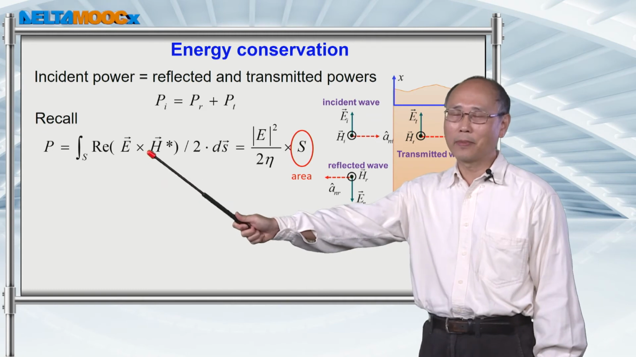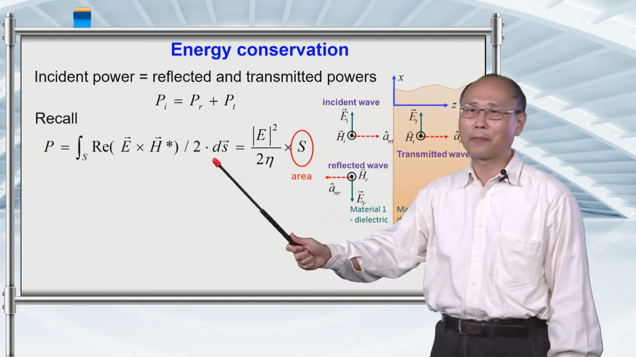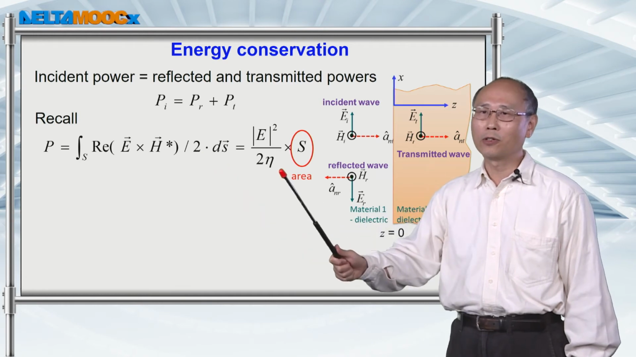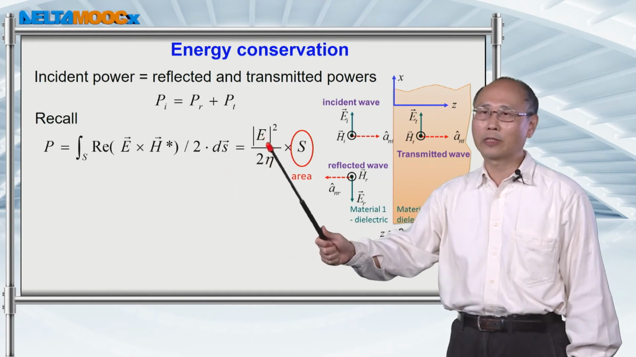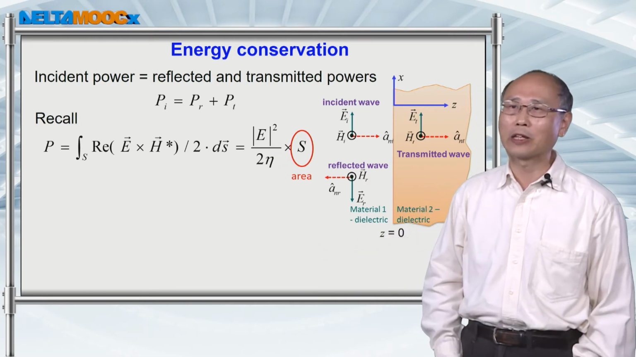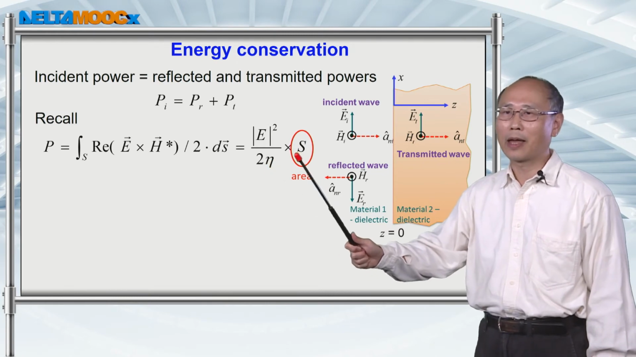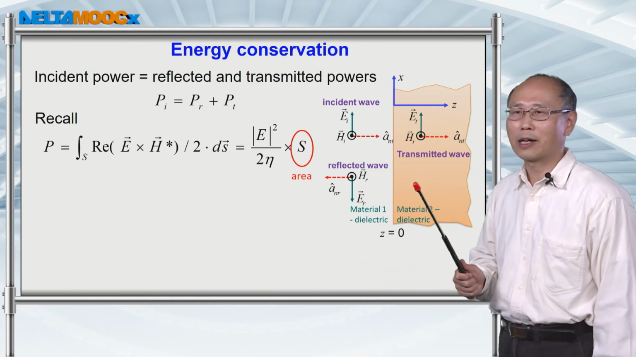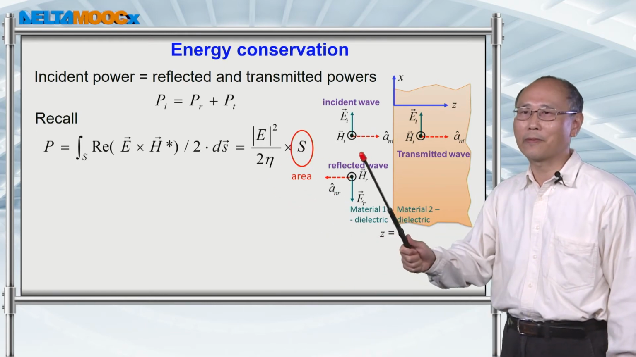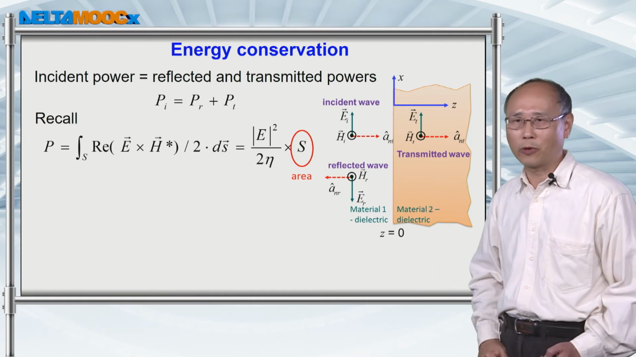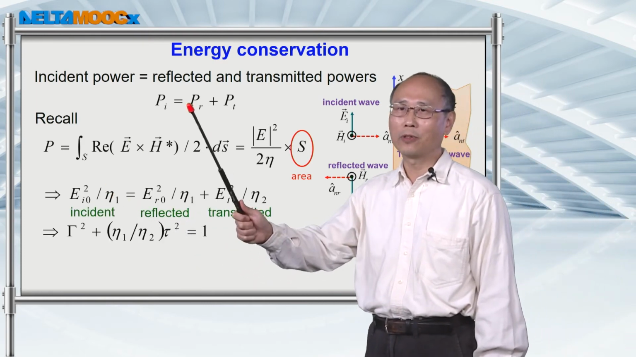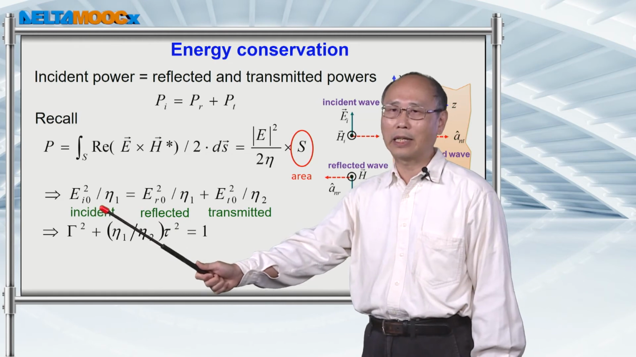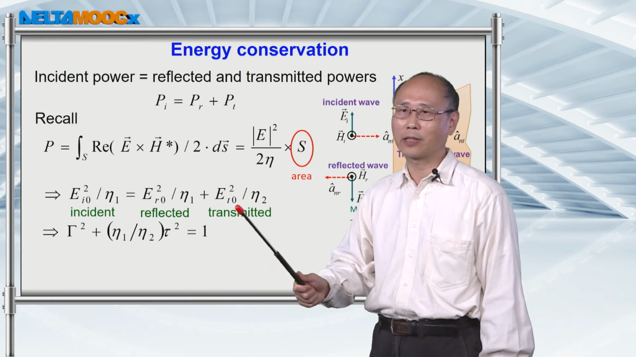So this is the intensity. If you do a surface integration, then you'll get the power transmitted through some cross-sectional area. With this calculation, you can get this formula, which is the square of the absolute value of the electric field divided by 2 eta, multiplied by some effective area. And assume that in this scattering configuration, the area is the same for the incident, reflected and transmitted waves. So if you take this energy conservation expression, then you can write down this expression: the incident intensity equals the reflected intensity plus the transmitted intensity.